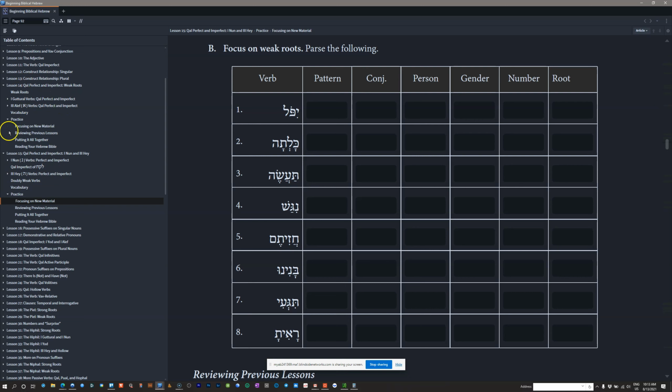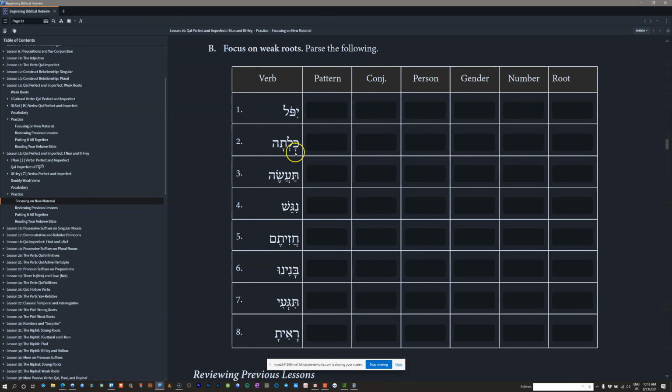Of the weak verbs that we've learned so far, the only one that makes sense is one noon. So now we've got our full parsing here. Qal imperfect, 3ms from nafal, which conjugated means he will fall. All right, we'll speed it up a little bit for the rest of these.